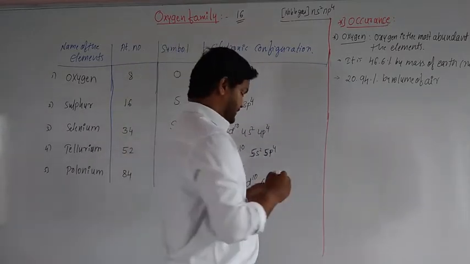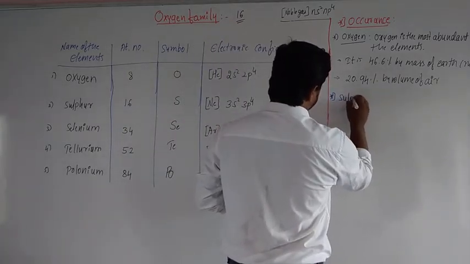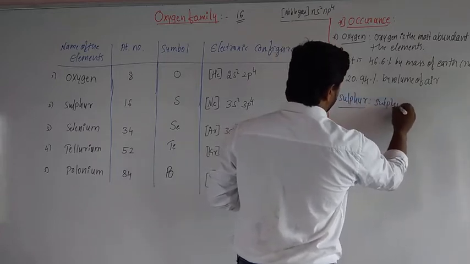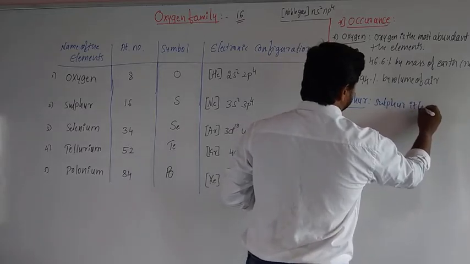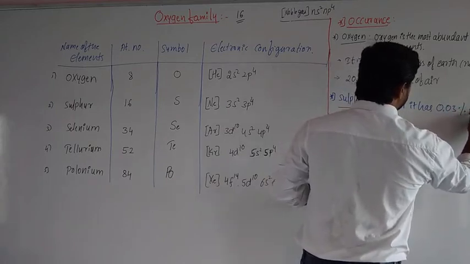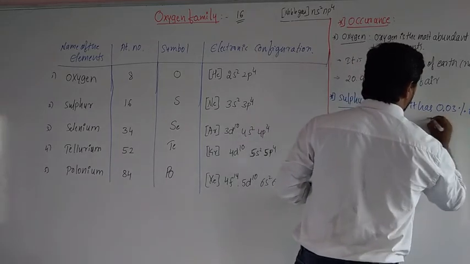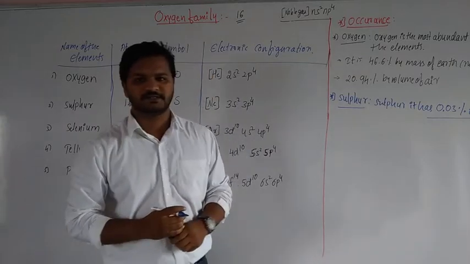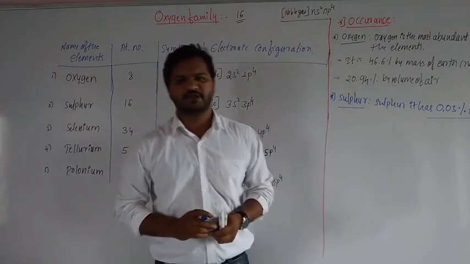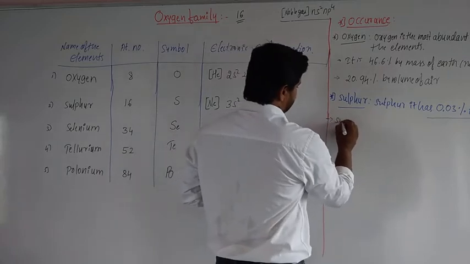And next one, sulfur. Students, here sulfur has 0.03% to 0.5% by mass of earth crust. It is present mainly in the earth crust.